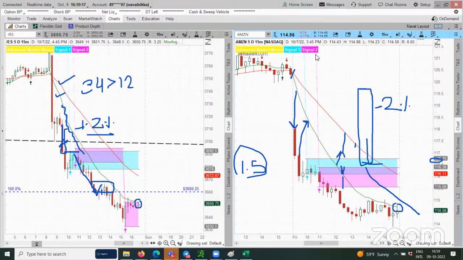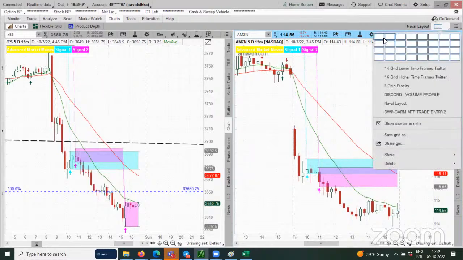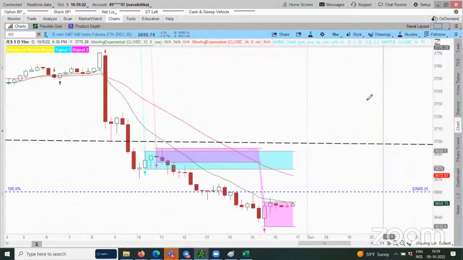Okay. Thank you, Naval. No problems. And I hope this gives you clarity on how to find relative strength.